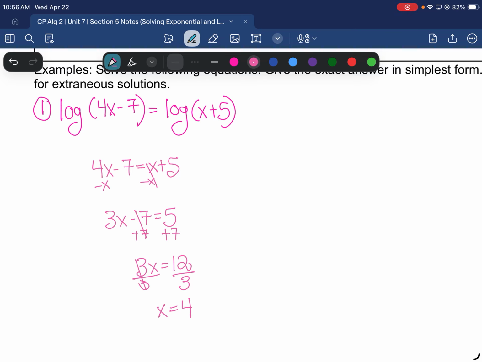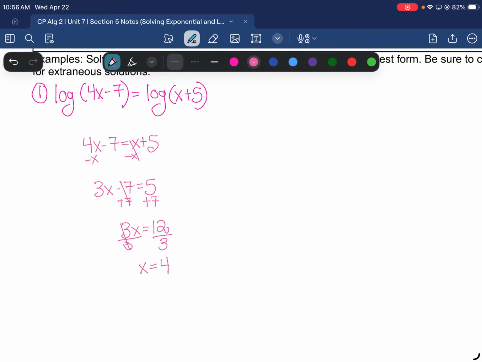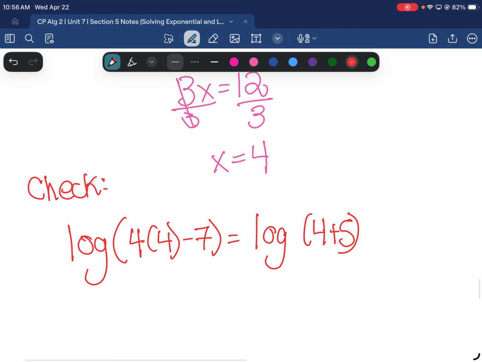Okay, thank you. Did you get 4? Okay, so let's make sure that when we plug it back in, we're okay with that. So the common log of 4 times 4 minus 7 equals the common log of 4 plus 5. 4 times 4 is 16. 16 minus 7 is 9. 4 plus 5 is 9. So we get the common log of 9 equal to the common log of 9. Is that going to get us the same thing? Yeah. So you're good. This is your answer.